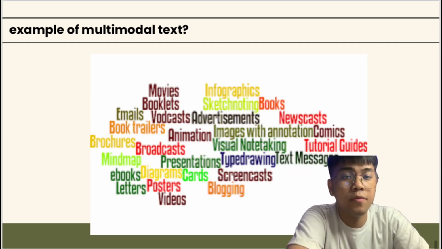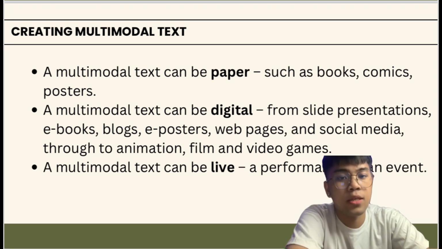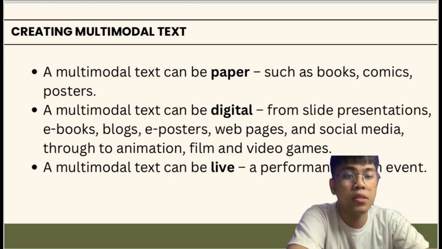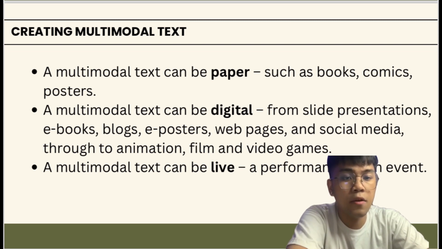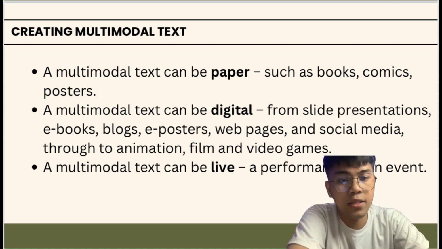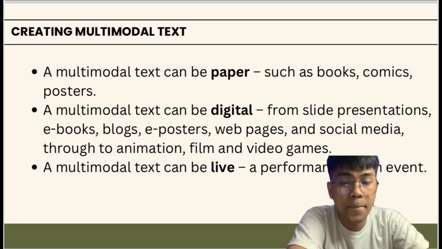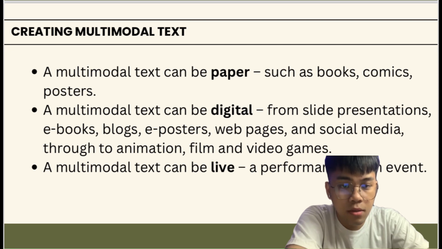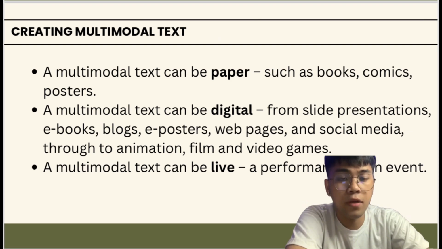Here are the examples of multimodal text. Creating multimodal text. First, a multimodal text can be paper, such as books, comics, posters, and a multimodal text can also be digital, from slide presentations, e-books, blogs, e-posters, web pages, and social media, through to animation, film, and video games. And lastly, the multimodal text can be live, a performance, or an event.